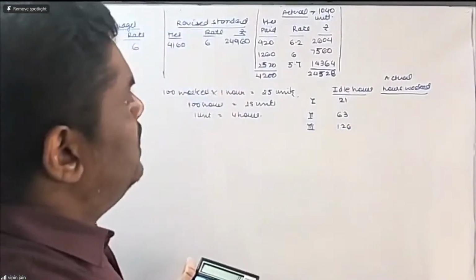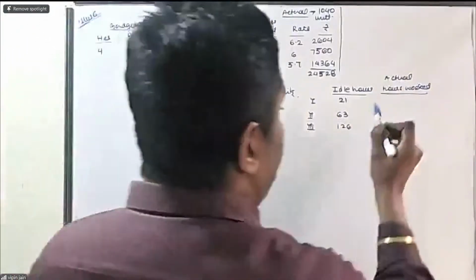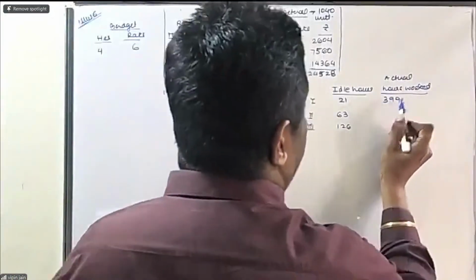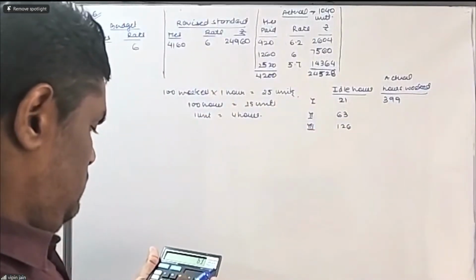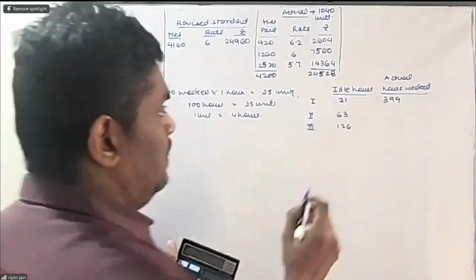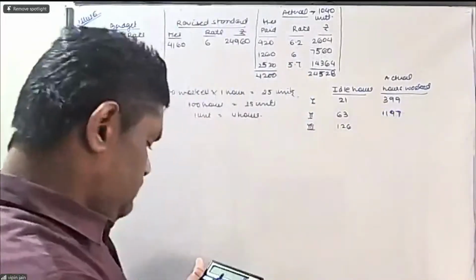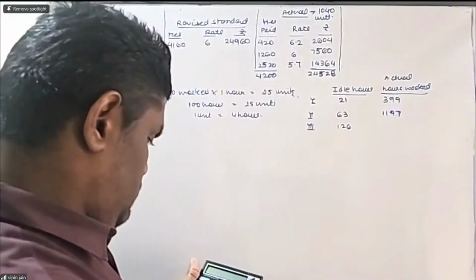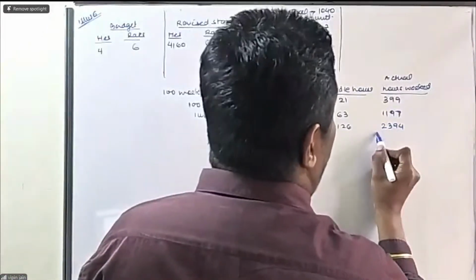So actual hours worked will be how much? This will be 399. This will be 1197. This will be 2394.